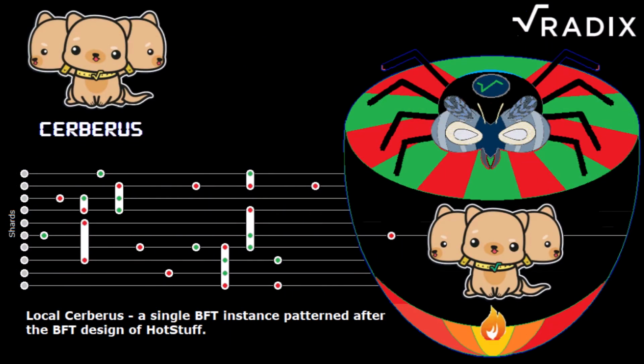In a shard design, resilient blockchains hold only a part of the data. Local decisions within a cluster are made via traditional practical Byzantine fault-tolerant consensus, whereas multi-shard transactions are processed via Cerberus. We name local Cerberus a single Byzantine fault-tolerant instance patterned after the Byzantine fault-tolerant design of HotStuff. The local Cerberus instance on a single shard, operated in isolation, provides the same optimistic responsiveness and linear messaging complexity of HotStuff, as applied to a single blockchain.